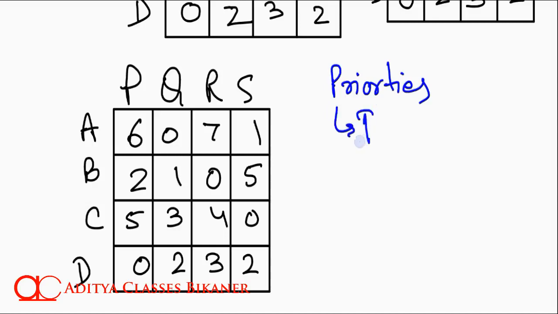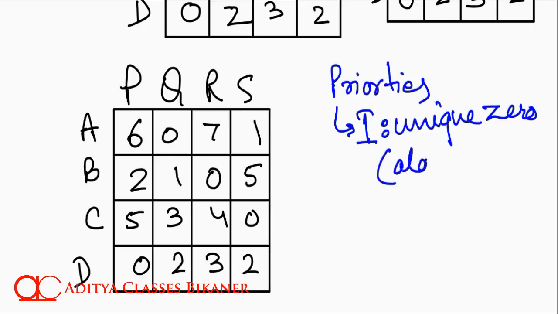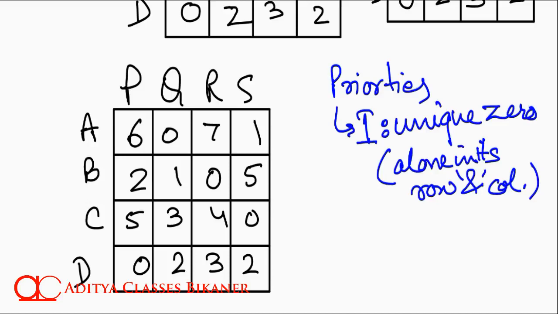First priority. Who gets first priority? A unique 0. What is a unique 0? A unique 0 is one who is alone in its row and column. Alone in its row and column. If we have such kind of 0, then it is called a unique 0.